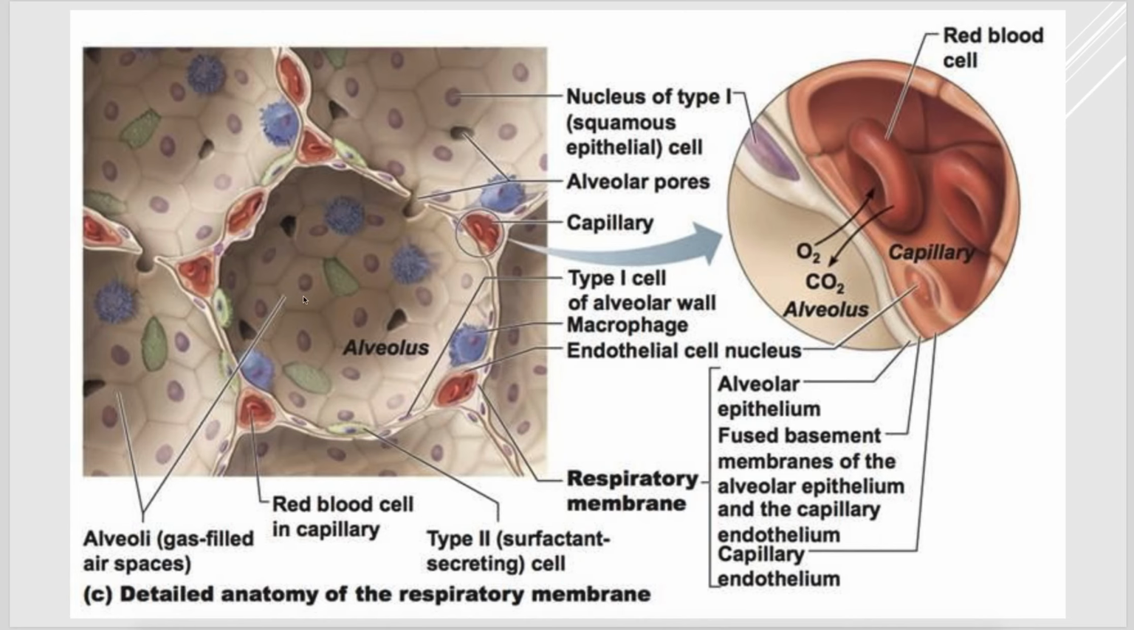Here are the type 1 cells. Again, this is where gas exchange is going to occur. And then over here on the right, this is a really good picture. So this is the wall, the type 1 cell of the alveoli. And this is the capillary. This is the endothelial cell. So this is what gas has to pass through. So oxygen is going to go into the blood, CO2 is going to go into the alveolus, and we exhale it.